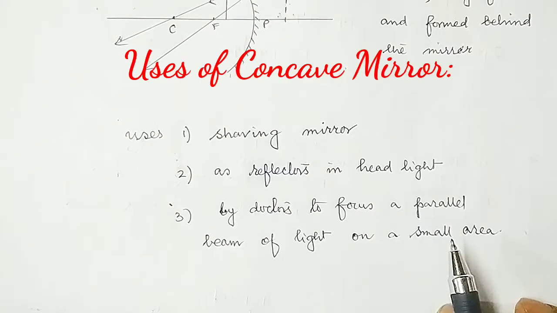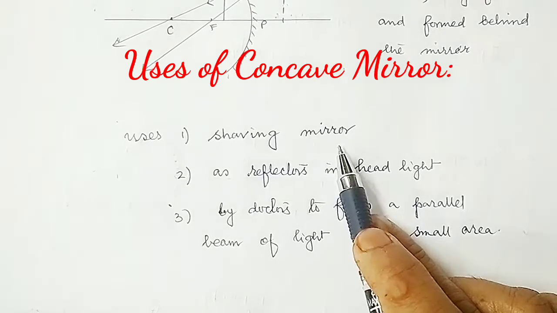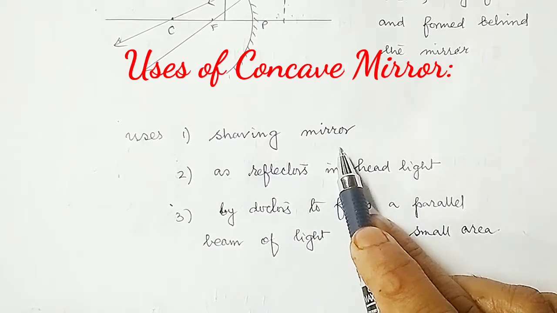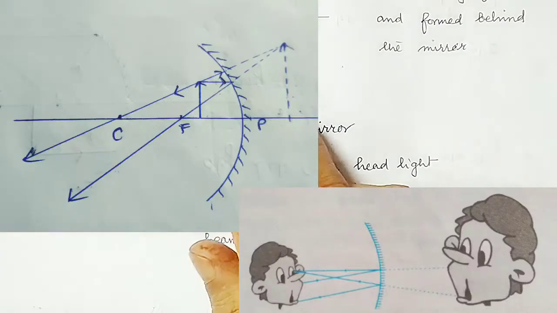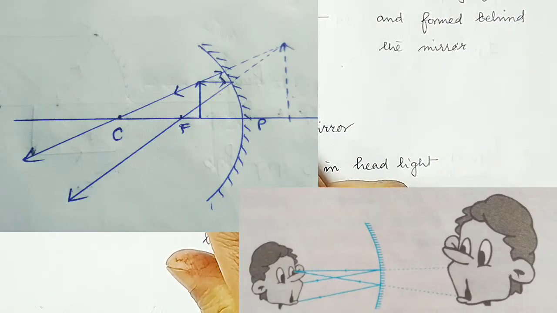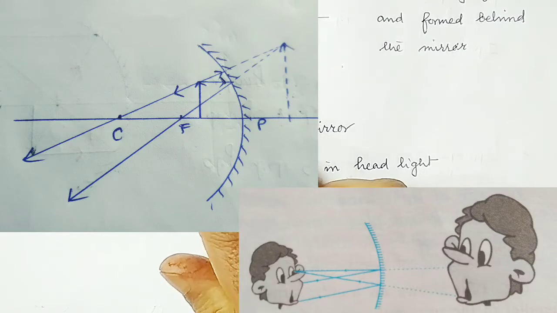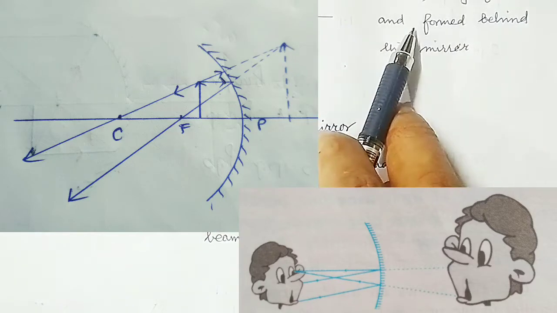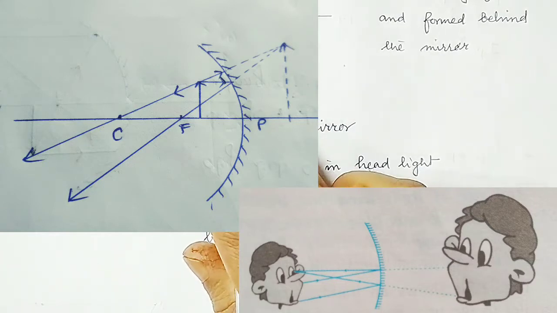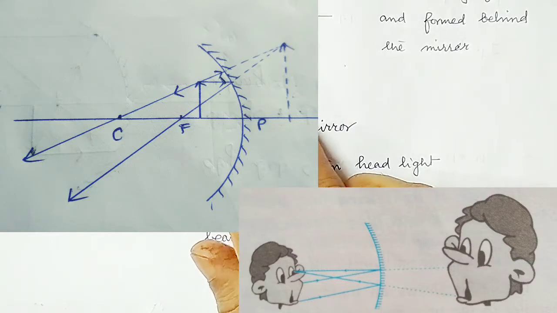Now what are the uses of concave mirrors? It can be used as a shaving mirror. Why? It is because when the face of a person is between the pole and the focus of a concave mirror, an erect and magnified image is formed, and as a result shaving becomes easier. That's why concave mirrors are often used as a shaving mirror.